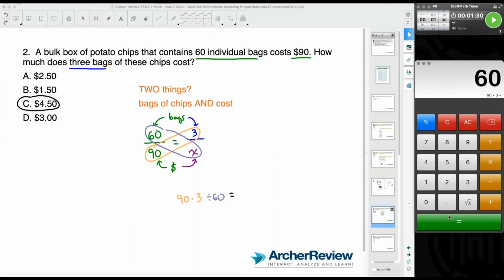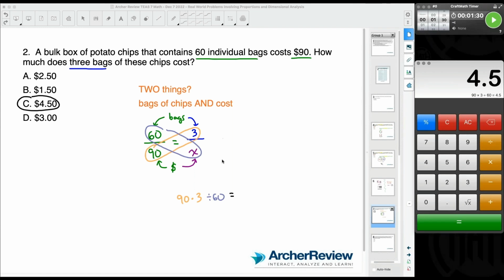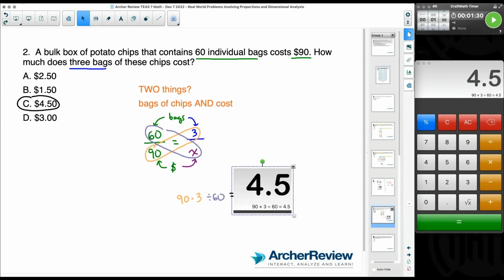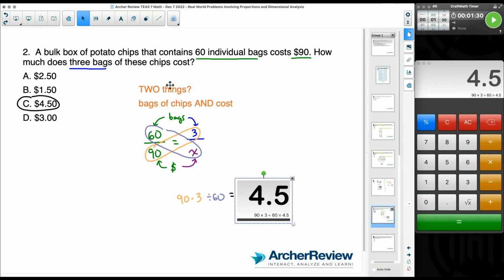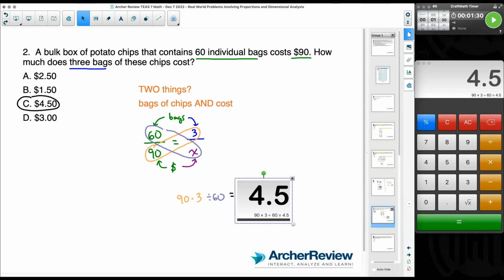And if you did not set yours up like I did mine and you're still getting 450, then you did set it up correctly. And by the way, 4.5 is not $4.05. That is $4.50. All right. So 2 things. We got marbles, like red marbles, blue marbles. We have bags of chips and the cost of the chips. That's why I call it things, y'all, because the things can be literally anything.